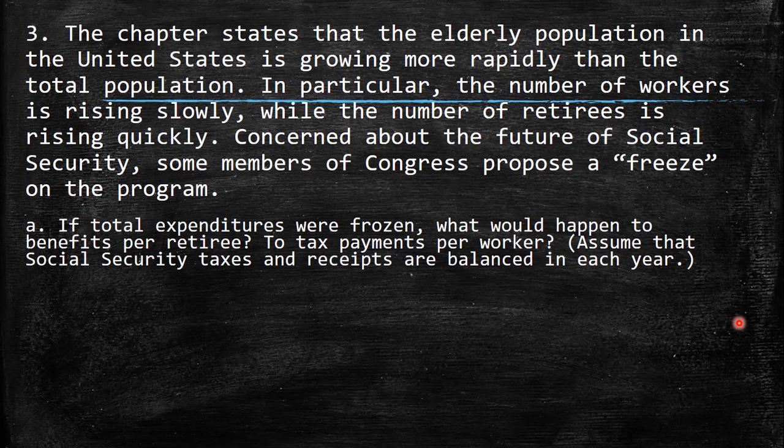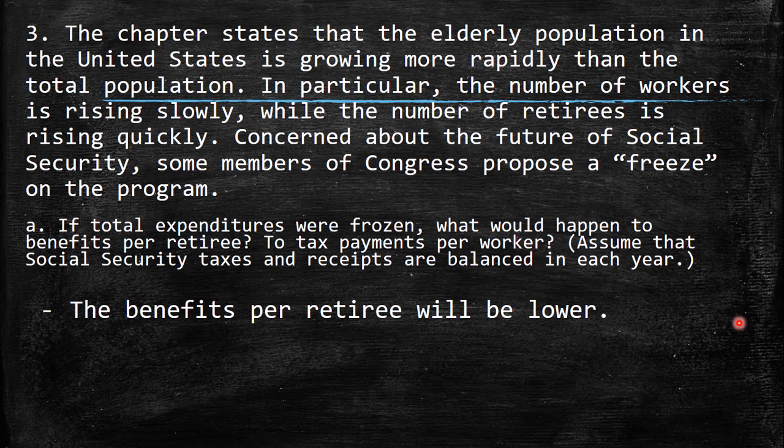In this case, we need to assume that Social Security taxes and receipts are balanced each year. So it means that we need to take into account that all the income needs to be the same as the expenditure. That is what we call a balance. It is not a surplus nor a deficit. So this is the case.